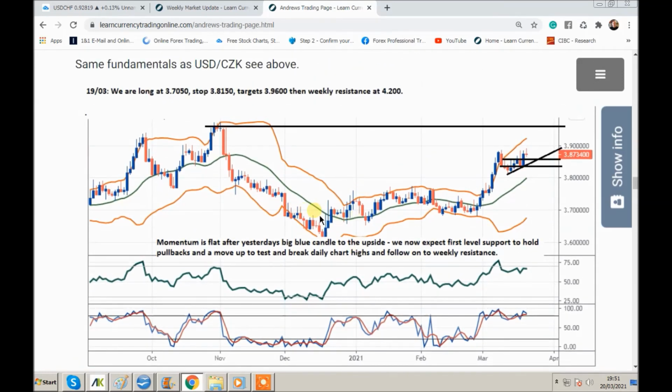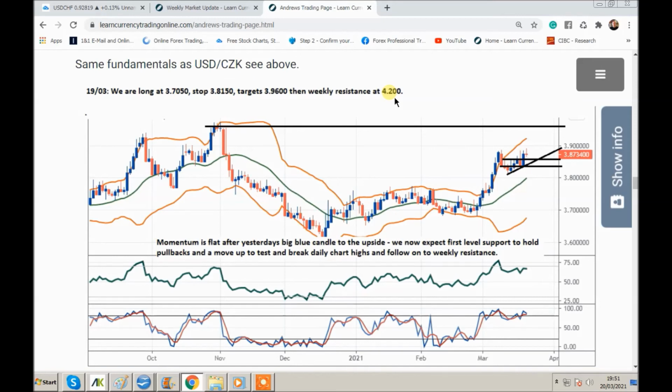So in terms of this one, we're still in it from back down here. We break up, a little bit of a correction, then working its way higher. We should go up to there, and then we should go up to the 420 level. So plenty of upside in this one. You go and look at the weekly charts yourself.